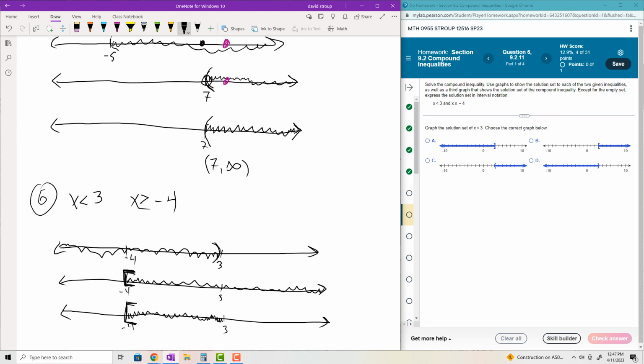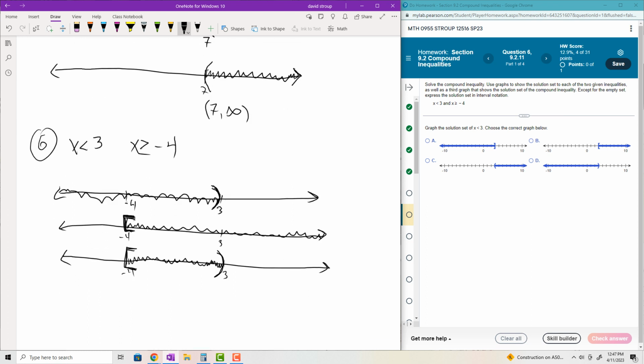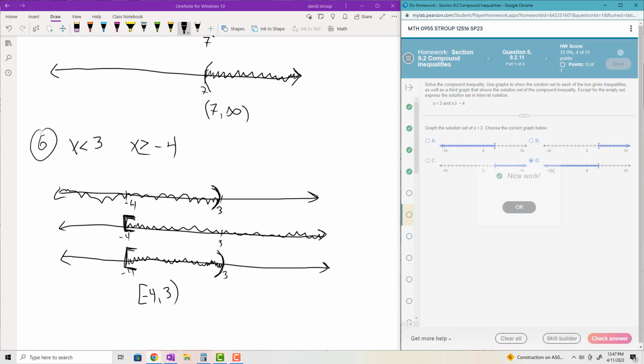So you put a bracket there. But 3 is not included, right? In the first set, it's an open parenthesis, so it's not included. It is included in the second one, but not the first, so you don't include it here. And so we'll have the interval from -4 to 3, including -4, but not 3. Okay, so you just go over to my number line and put all that in.